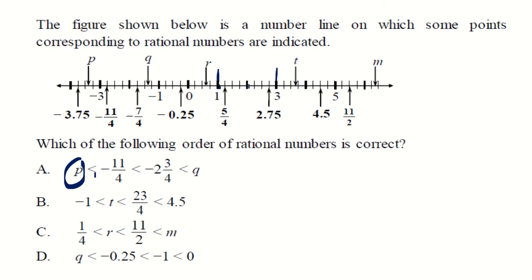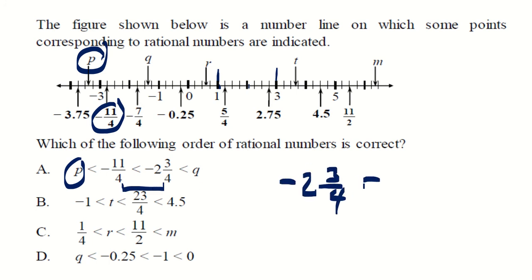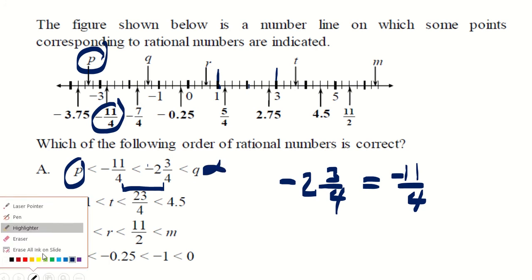A, P is less than negative 11 over 4. Where is P? P is here. Negative 11 over 4 is here. Yes, it's correct, because P is found to the left side of negative 11 over 4. Again, it's less than negative 2 and 3 over 4. Let us see this comparison. Negative 2 and 3 over 4 is the same as 2 times 4, it's 8, 8 plus 3, 11 over 4. We need to change this mixed fraction into improper. It's negative, so they are the same. So this one fails.